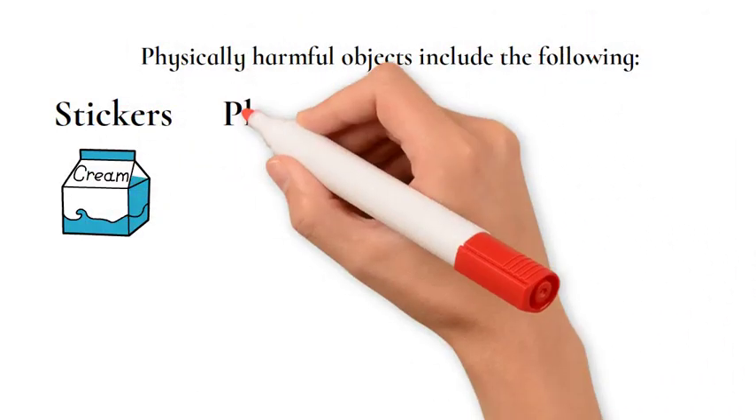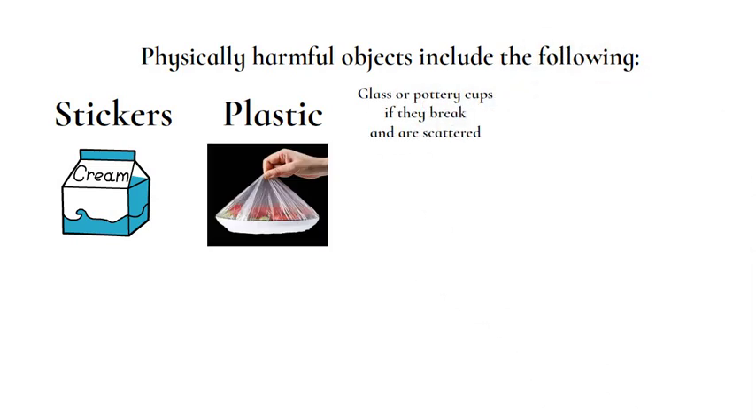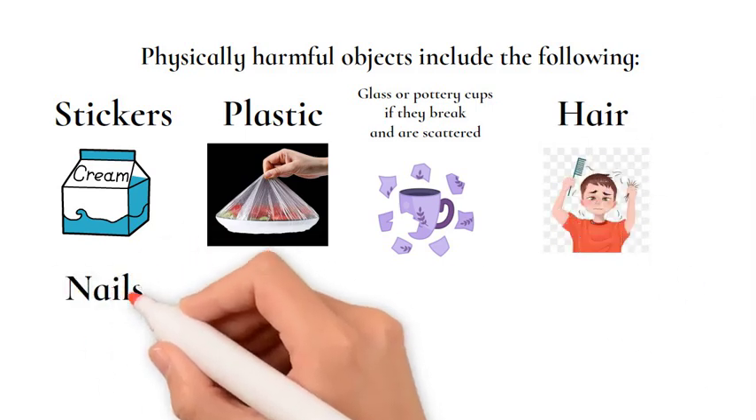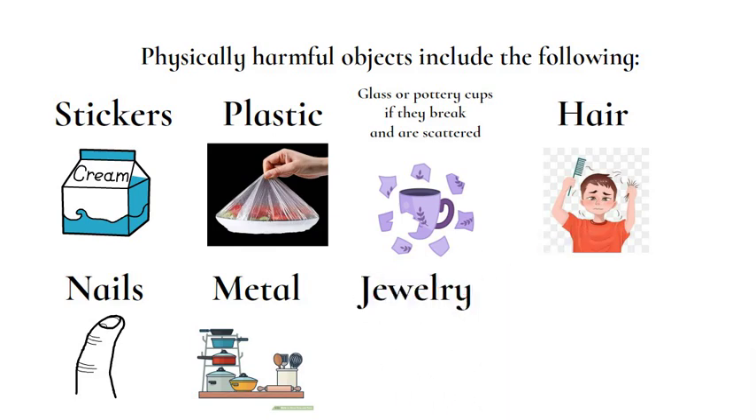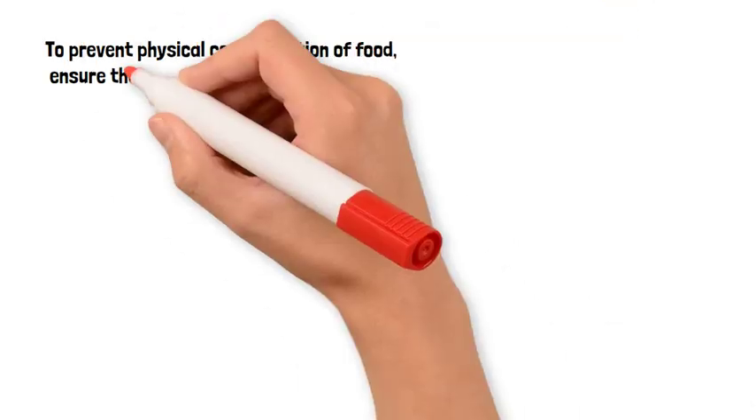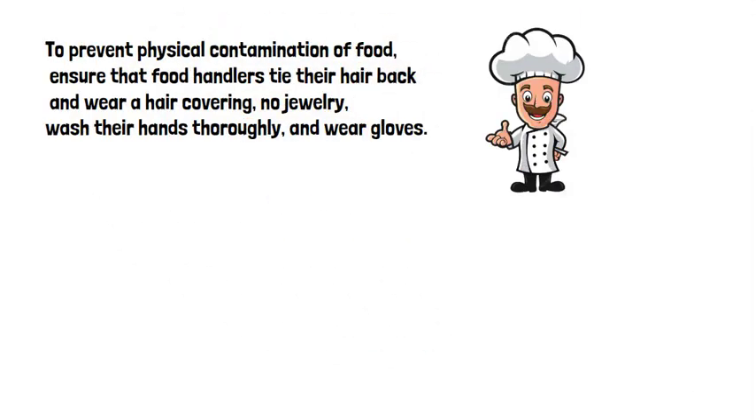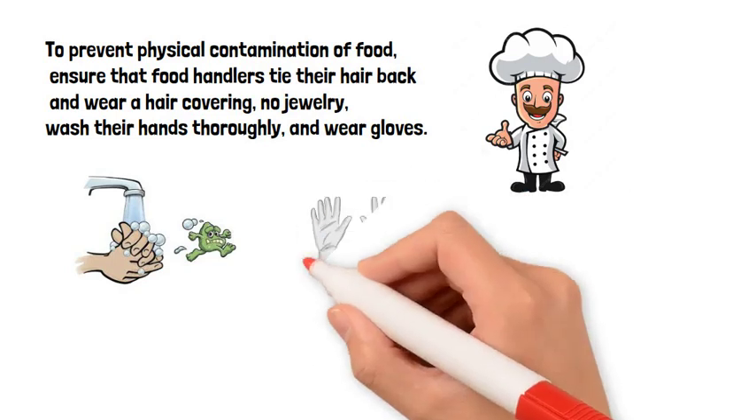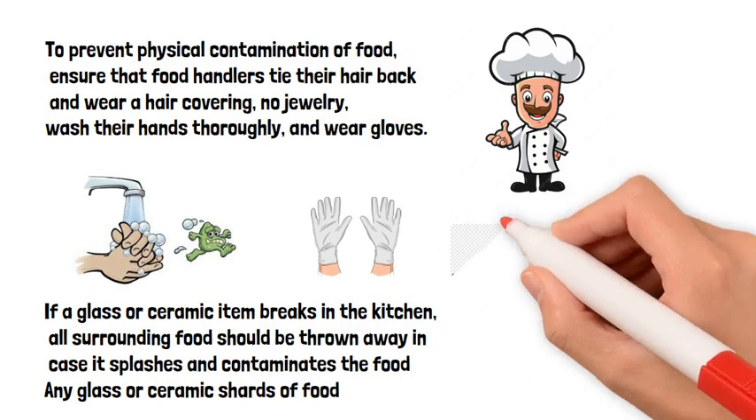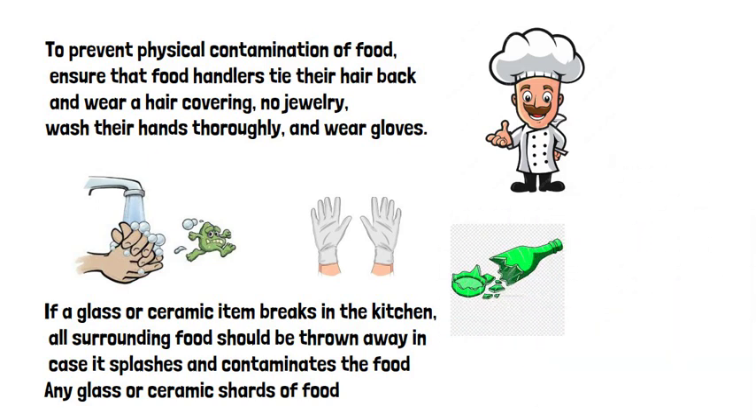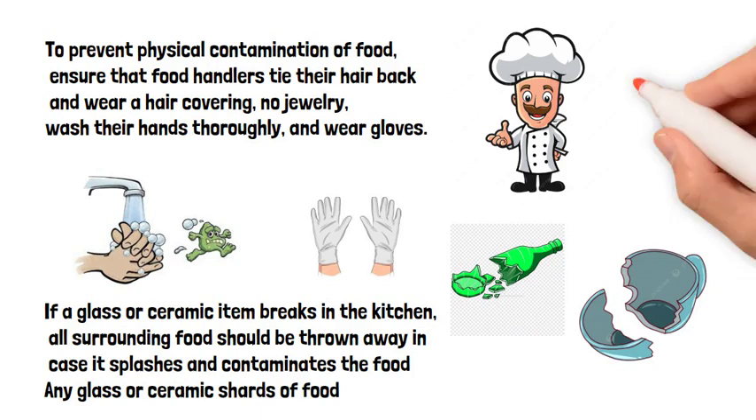Physically harmful objects include the following: stickers, plastic, glass or pottery cups if they break and scatter, hair, nails, metal, and jewelry. To prevent physical contamination of food, ensure that food handlers tie their hair back and wear a hair covering, wear no jewelry, wash their hands thoroughly, and wear gloves. If a glass or ceramic item breaks in the kitchen, all surrounding food should be thrown away in case shards splash and contaminate the food.